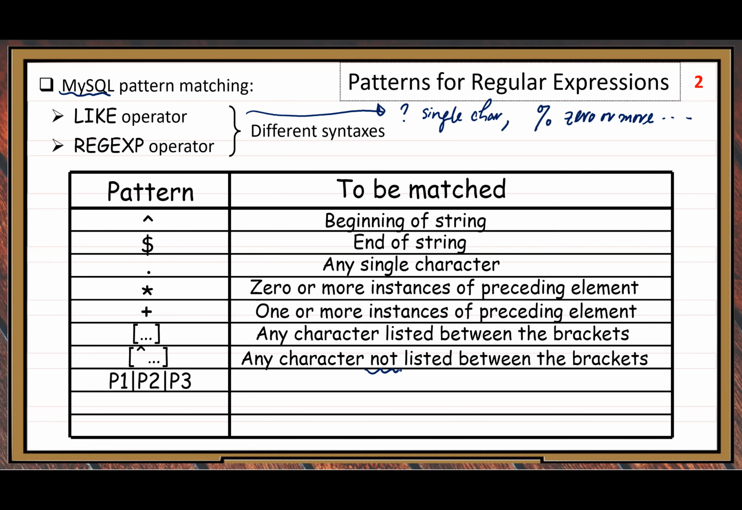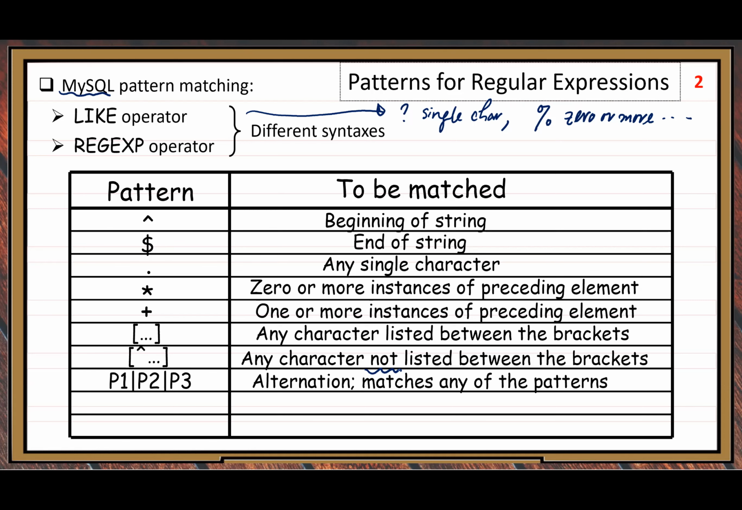Then this one, the vertical bar, separates P1, P2, P3, which are different patterns. P1 pattern, P2 pattern, P3 pattern. This is just a representation; you will replace P1 by a specific pattern. P1, P2, P3 are 3 different patterns, and you separate them by vertical bars.